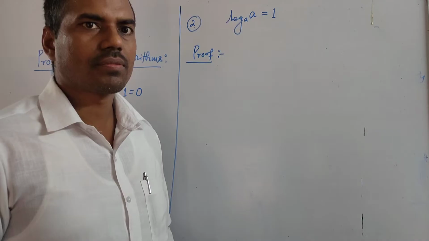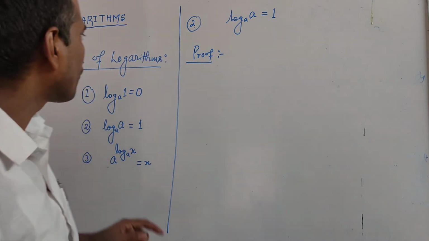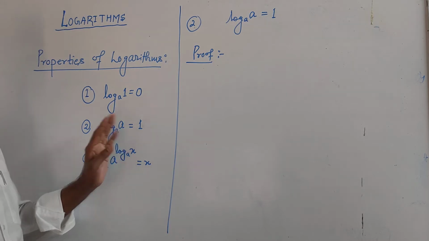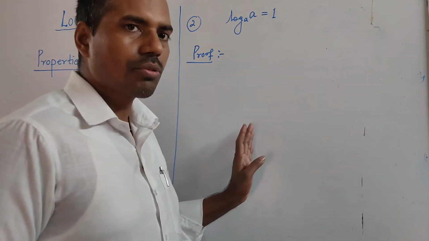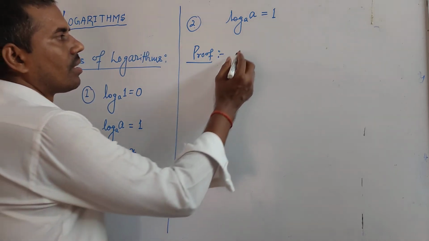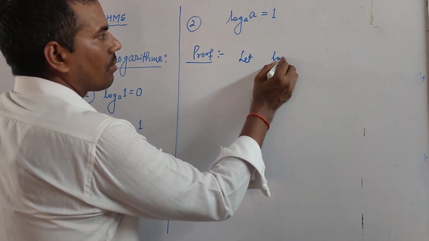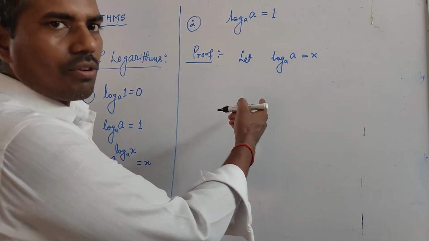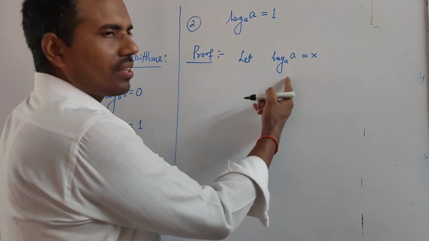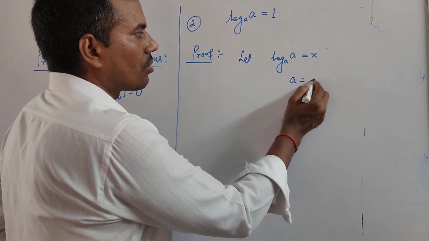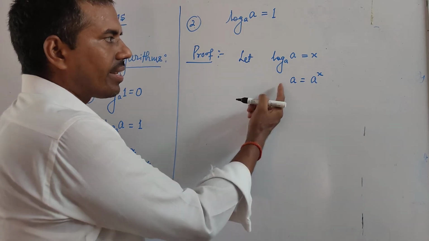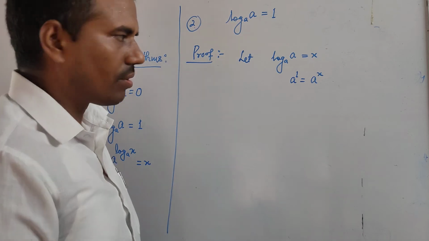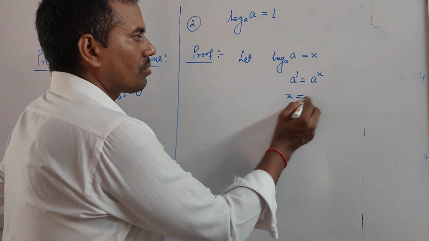Next, the second property of logarithms is log of a to the base a is equal to 1. I am going to prove this. Suppose log of a to the base a is equal to x. It is in logarithmic form. If I convert in exponential form, we get a is equal to a to the power x, and a can be written as a to the power 1. So by property of indices, x is equal to 1.